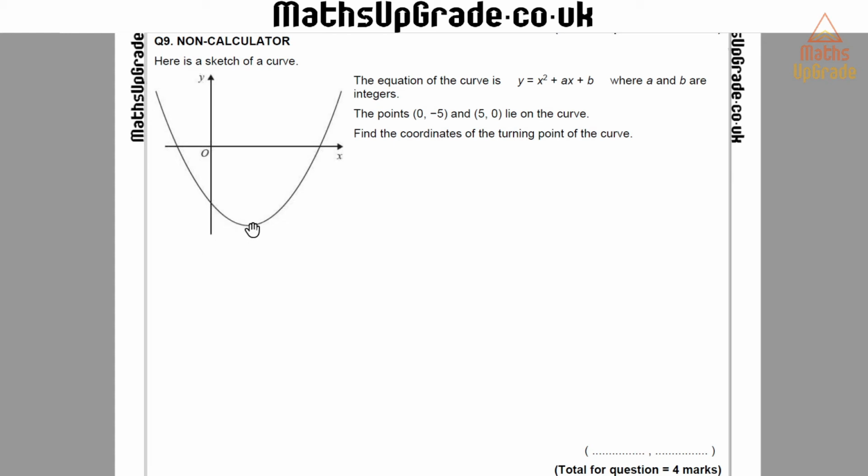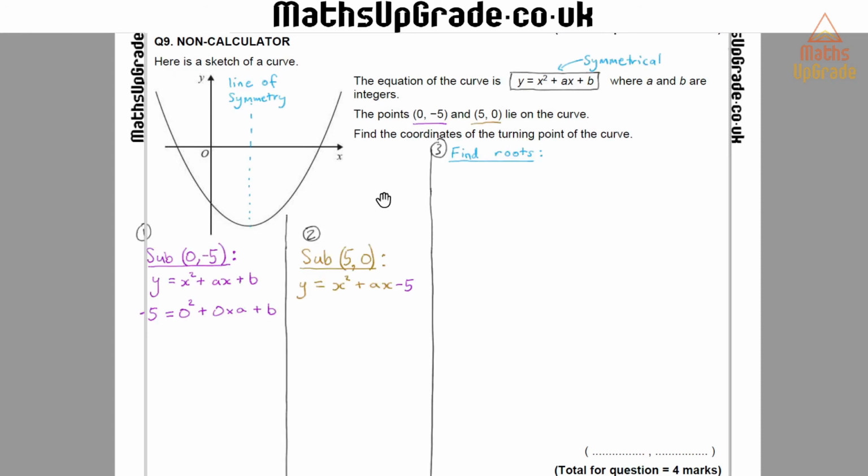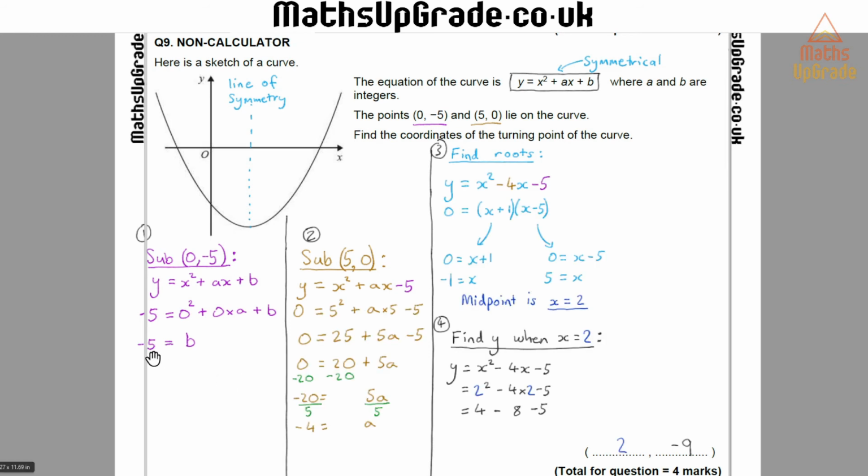So what I'm going to do, I'm first of all going to find the value of b. I'm going to find the value of b by substituting these coordinates into this equation. So I know x equals 0 and y equals -5. If I substitute those in, I get this. If I then follow that through, I get the fact that b equals -5. So I know that b is -5 now.